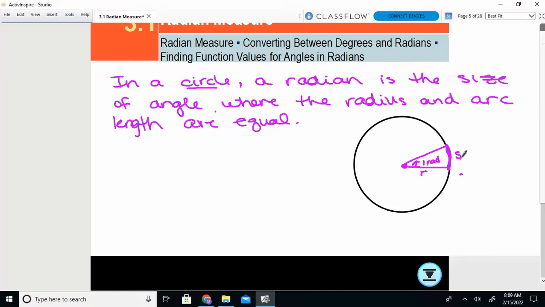Did you guys kind of understand what I mean by a radian? What do you mean by R equal? So R is the radius, arc length is the distance on the outside of the circle. So I'm saying however big you'd have to make that angle so that the distance on the outside of the circle was the same as the radius. That would be equal to 1 radian.